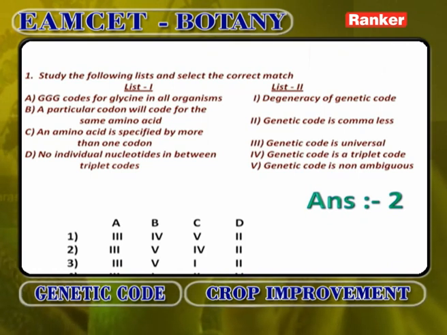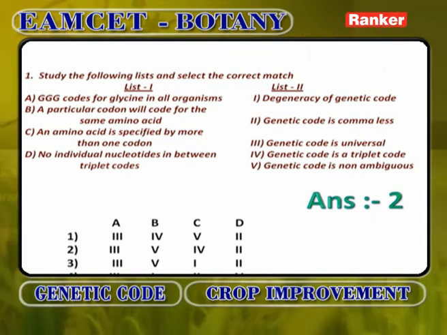study the following list and select the correct match. GGG codes for glycine in all organisms. A particular codon will code for the same amino acid. An amino acid is specified by more than one codon. No individual nucleotide in between triplet codes.